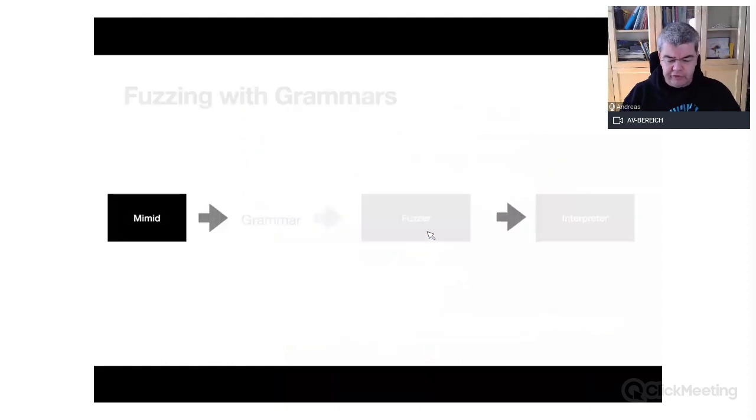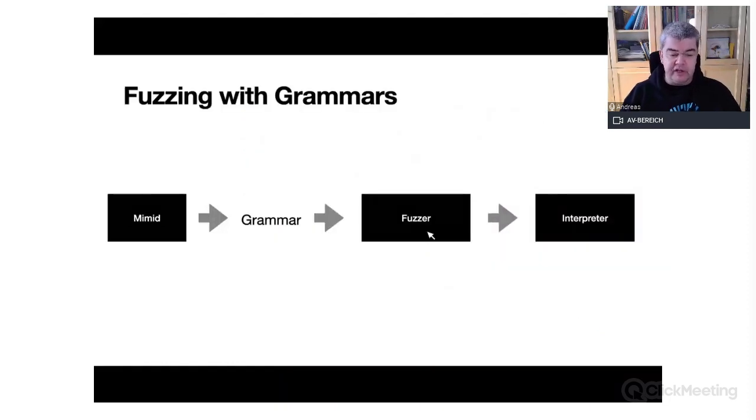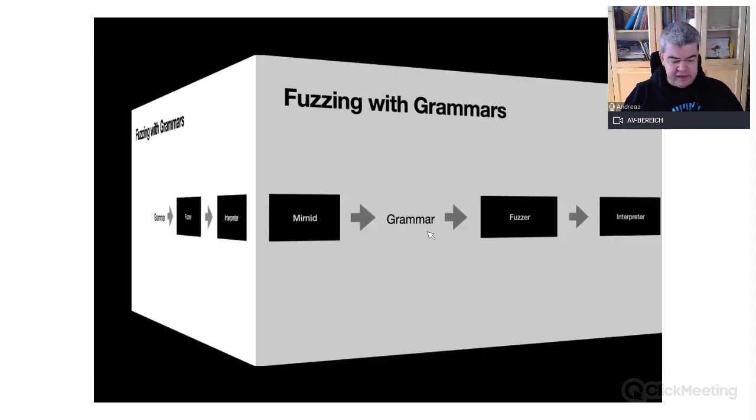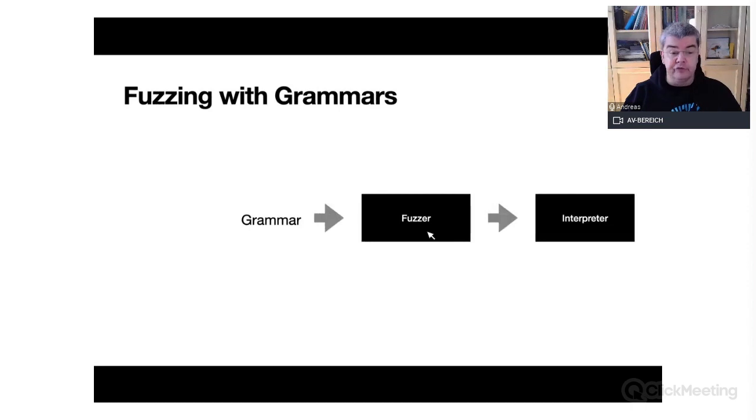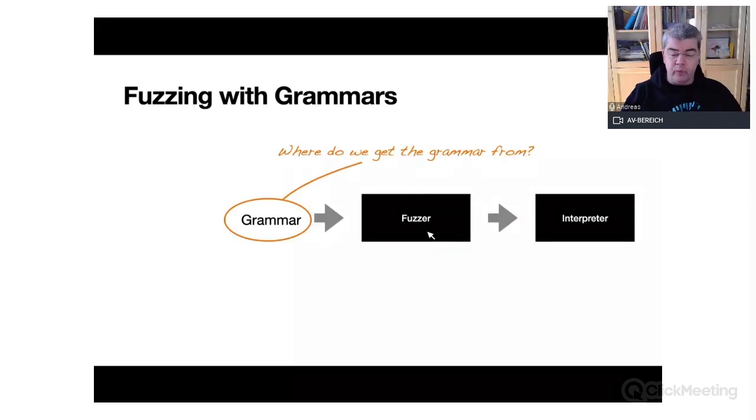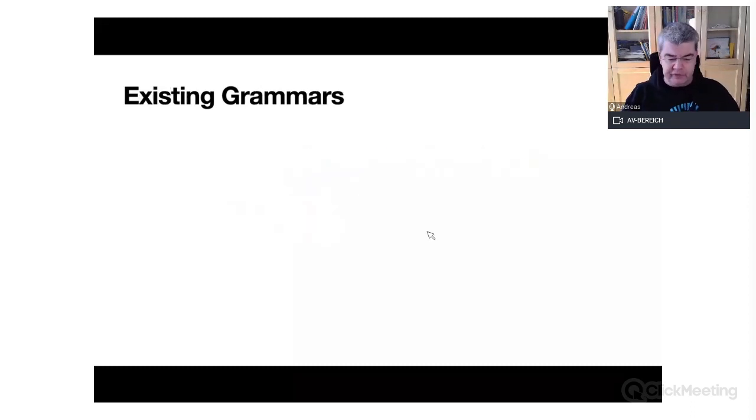So one of our ideas here is that you can take Mimid to extract a grammar, so you don't have to write it, feed it into a fuzzer, and then it goes into an interpreter. But there are still limits to what you can extract from existing programs, because, A, Mimid is a research prototype, and B, it is also limited to grammars. What do you do if you have a more complex input, such as a binary input, for instance? The answer is very simple. You go and take one of the existing grammars that are all around there. Well, where do you find existing grammars for existing file formats?